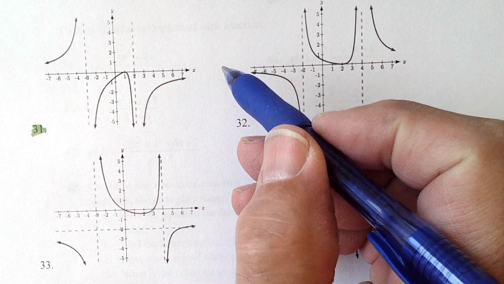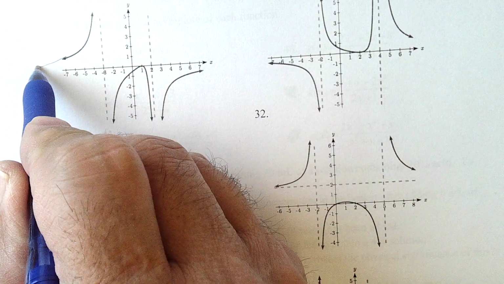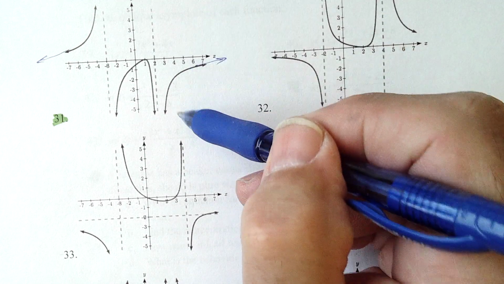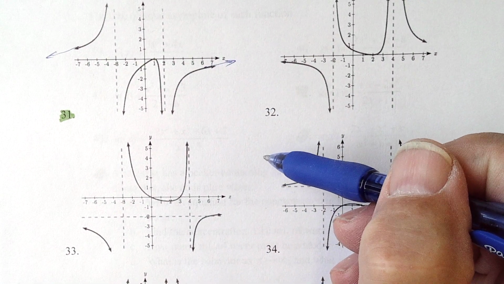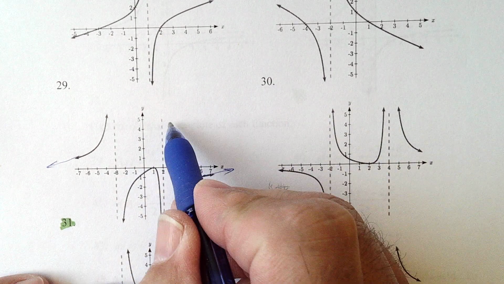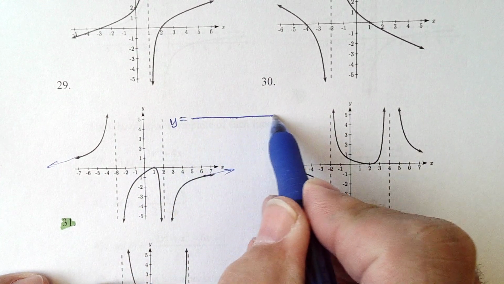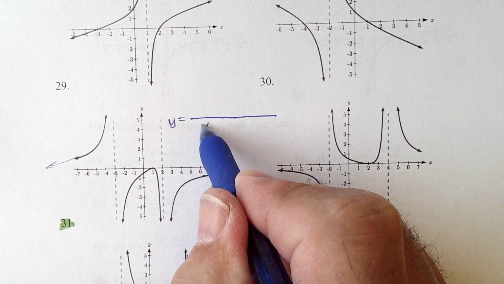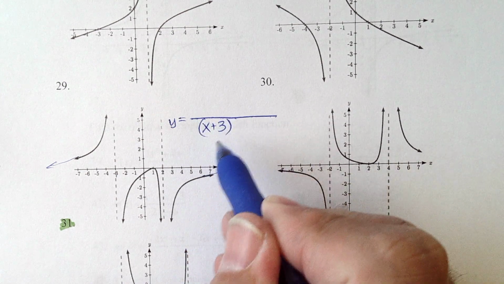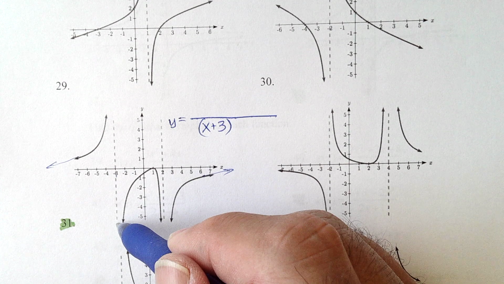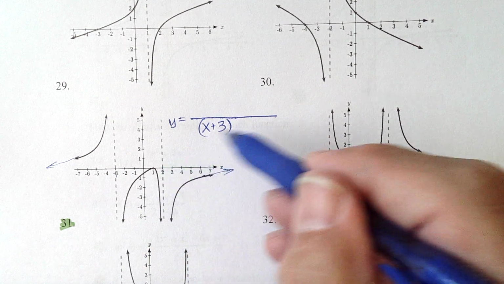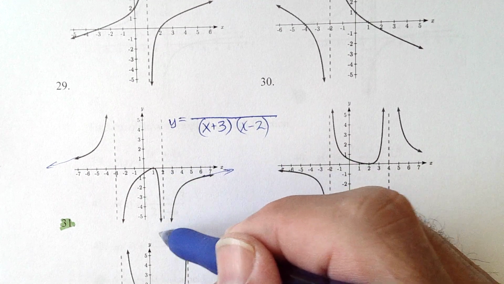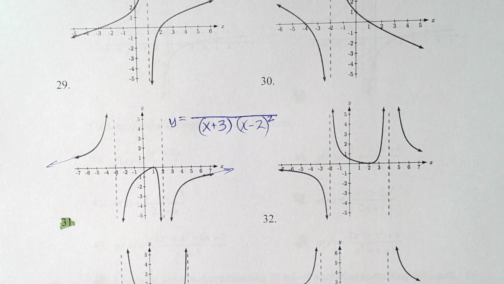31. Looks like it's going towards 0, so the numerator degree is less than the denominator. But let's look at what we have for factors. So y equals, the denominator must have a factor of x minus 3, or x plus 3. And it must be at least 1 or 3 or 5. And it must have x minus 2. And its degree, since they both go in the same direction, has to be 2, 4, 6. We'll go the simplest.